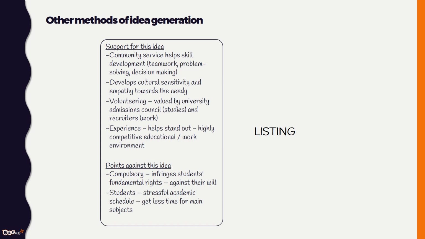So even here it's quite clear that I have more points in support for community service than points against community service. So my natural choice would be that I completely agree, or I mostly strongly agree with the proposition or the suggestion given in the question. This is method number 2, which is called listing.